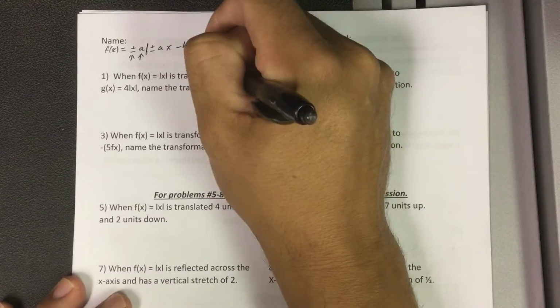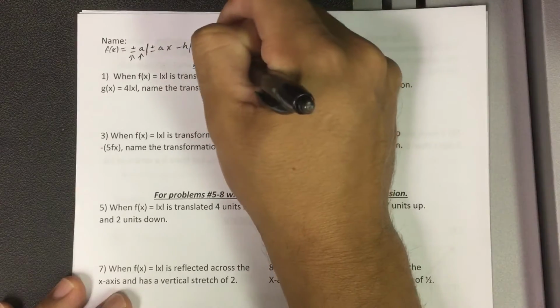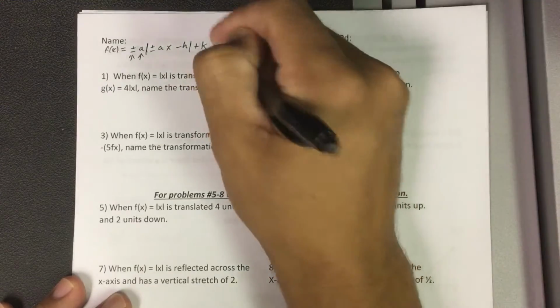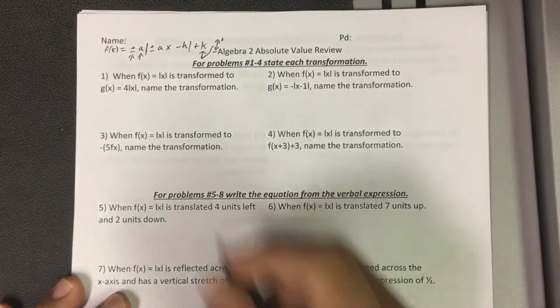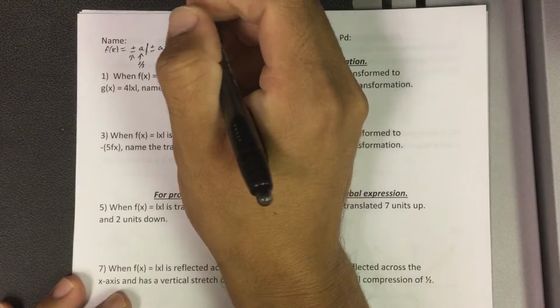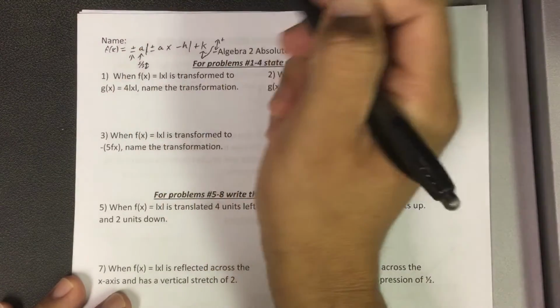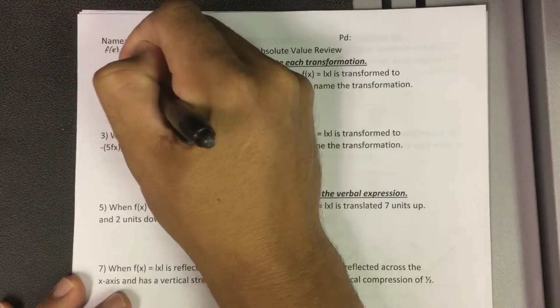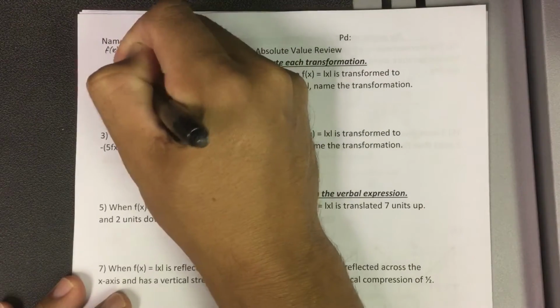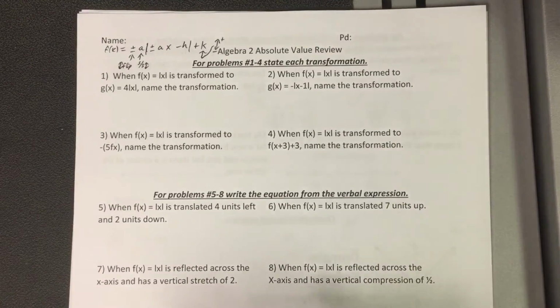So this k right here, let's move it over here so I can write it. If you add, it moves up. If you subtract, it moves down. This a right here is a stretch or a shrink, but it is vertical, so a vertical stretch or shrink. This right here is a flip, but it is a vertical flip, up or down. So all three things outside are vertical changes.